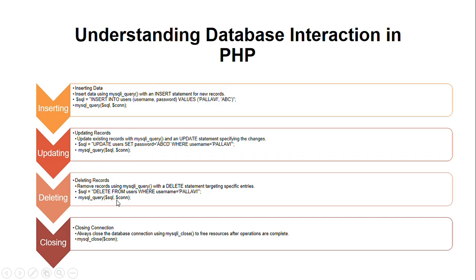If I want to delete any record, I will say delete from table name. If I don't write the where condition, then all the records which are there in my user table will be deleted. Over here, I want to delete only the one record with the username Pallavi. So I have included a where condition, and only that record will be deleted. To execute the query, again, we have to use the mysql_query function, in brackets the variable which is holding the query, comma, the connection.